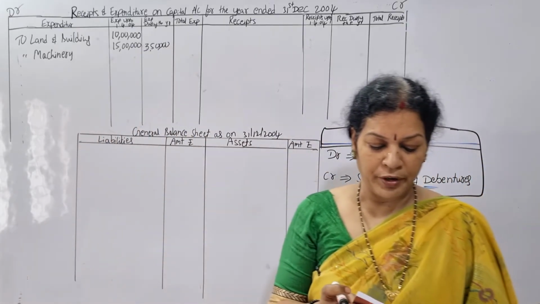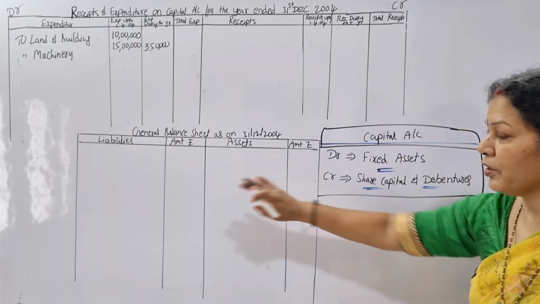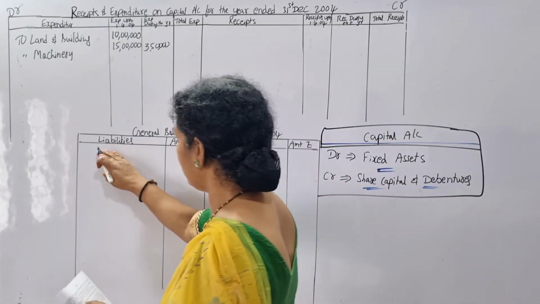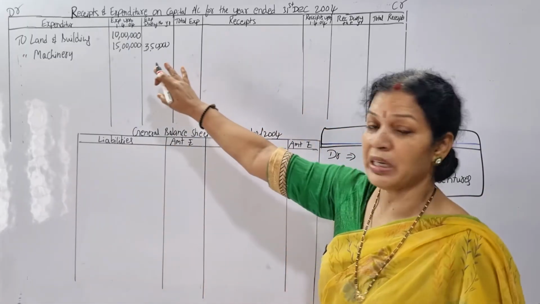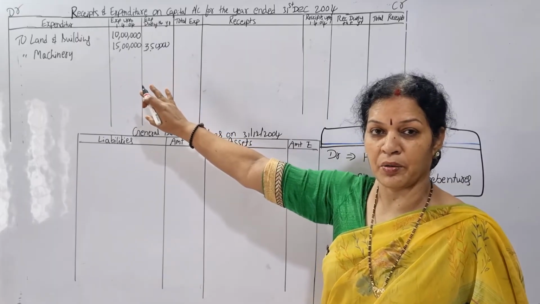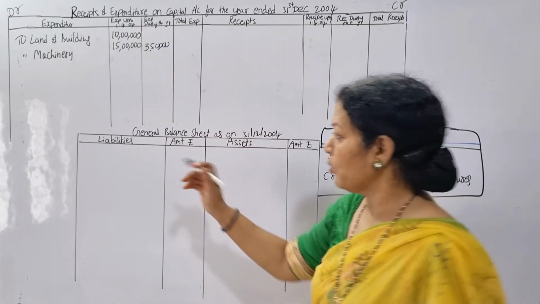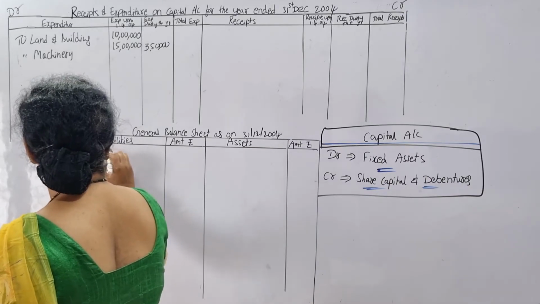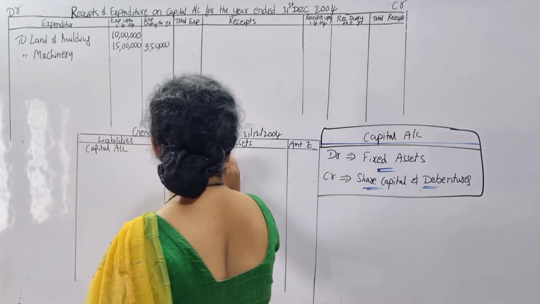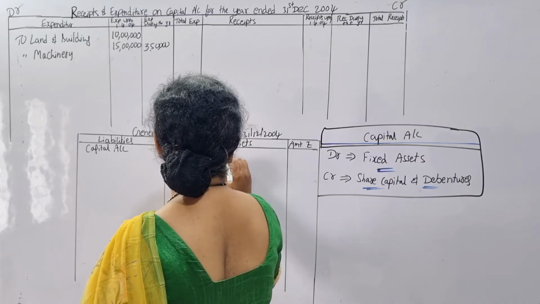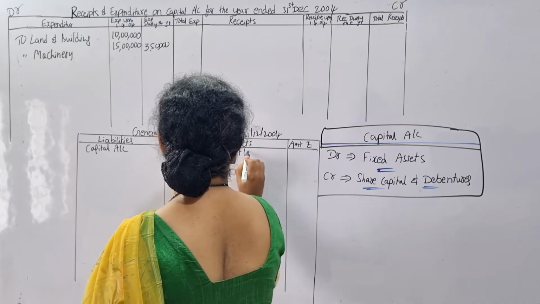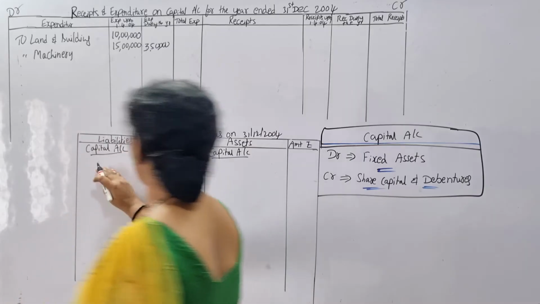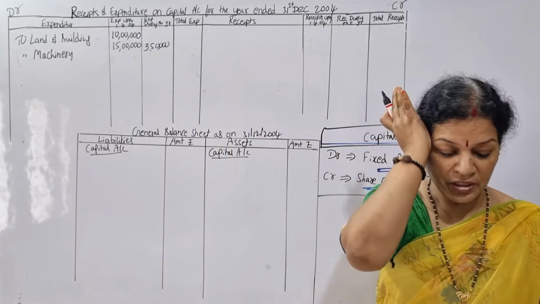Next, depreciation fund, balance sheet liability. Here you are going to write directly. I'll write here, so some space I'll leave. Whatever amount we are going to get in the capital account, that is to be transferred. So we'll write first capital account, both the sides. We'll leave some space and then after that we can start.